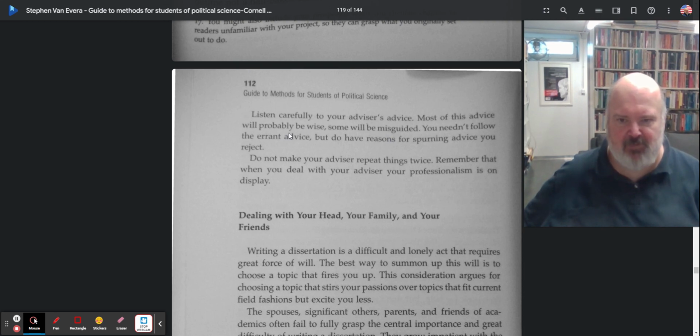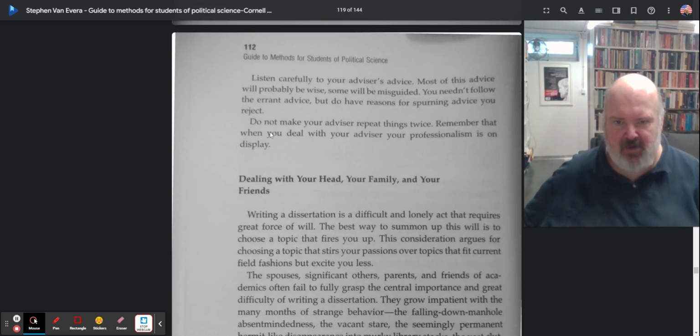Listen carefully to your advisor's advice. Most of this advice will probably be wise. Some will be misguided. You needn't follow the errant advice, but do have reasons for spurning advice you have rejected. Do not make your advisor repeat things twice. Remember that when you deal with your advisor, your professionalism is on display.